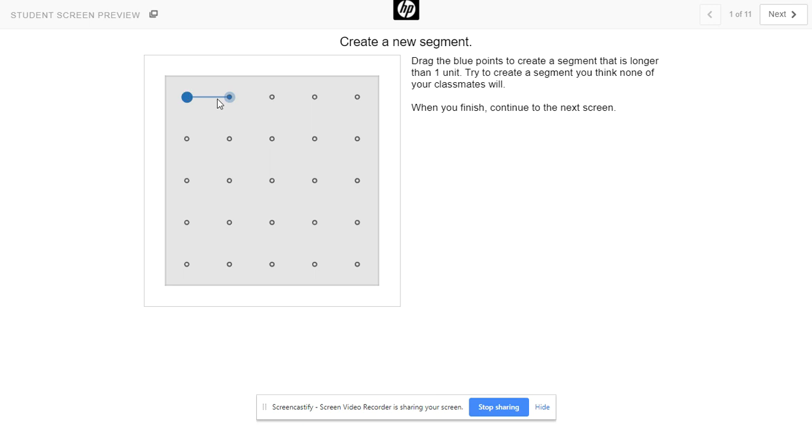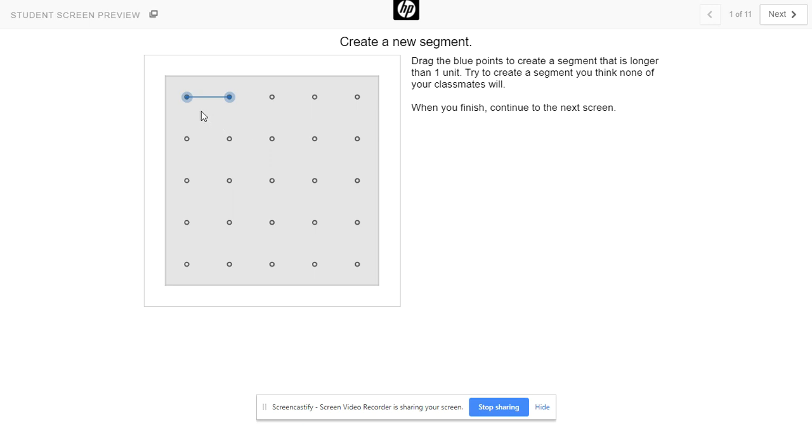To stretch a rubber band, you just grab one of these little dots and you can drag it to any of these little pins on the board. Obviously, you can't go in the middle of a pin. It'll only go from pin to pin. So originally we were given it set up just like this. And it says drag the blue point to create a line segment that is longer than 1 unit. Try to create a segment you think none of your classmates will.